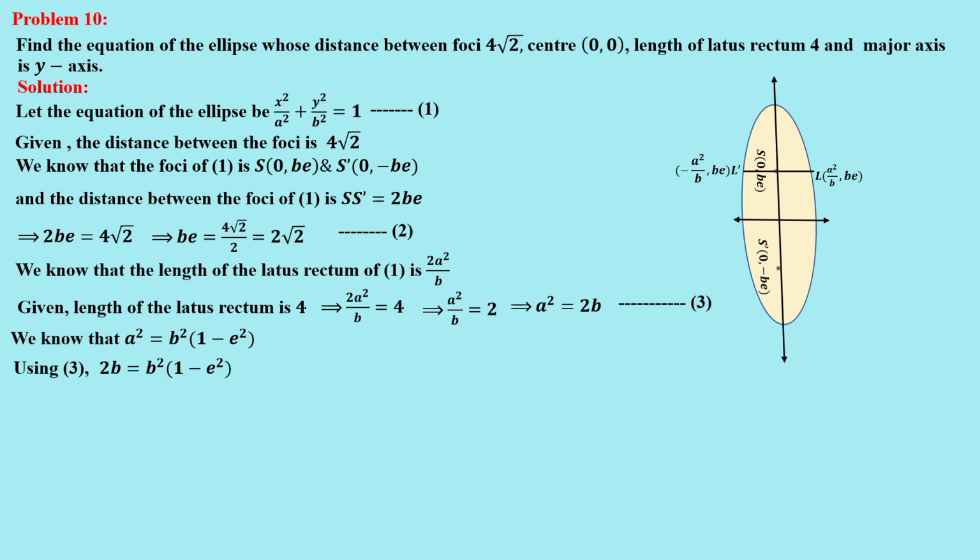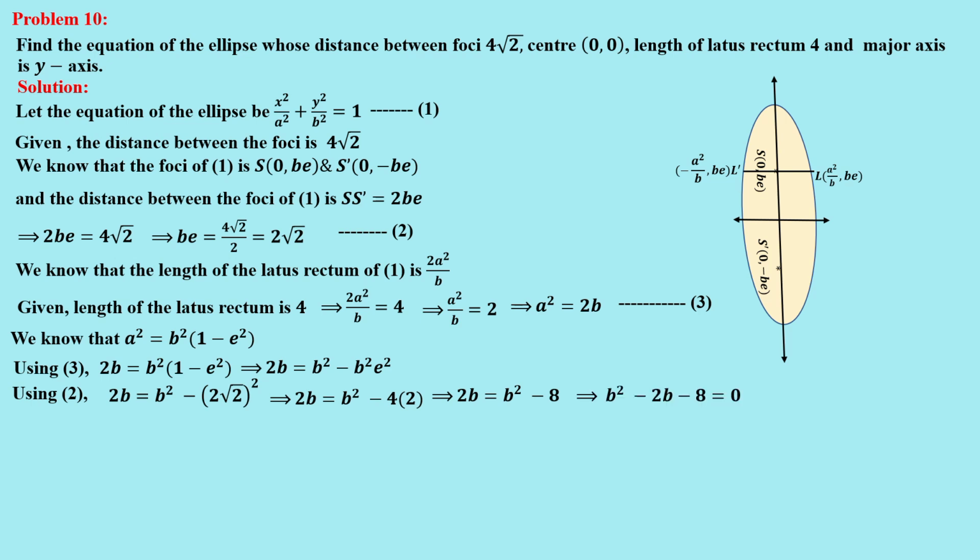Using 3, 2b is equal to b square into 1 minus e square. 2b is equal to b square minus b square e square. So 2b is equal to b square minus (2 root 2) square, right? So 2b is equal to b square minus 4 into 2. So 2b is equal to b square minus 8. So we are getting a quadratic: b square minus 2b minus 8 equal to 0. So factorizing, (b minus 4) into (b plus 2) equal to 0. So b equal to 4 or b equal to minus 2.